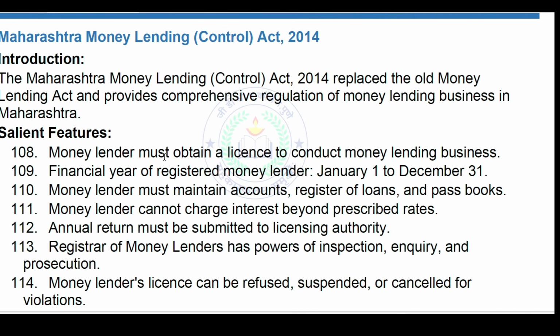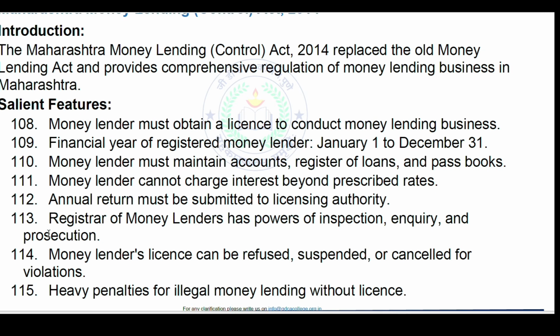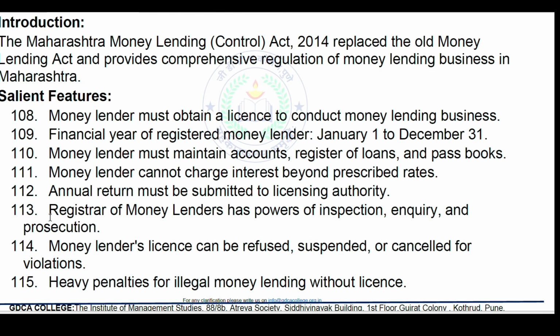Salient features. What are the features? Money lenders must obtain a license to conduct a money lending business. The financial year of registered money lenders is January 1st to December 31st. Money lenders must maintain an accounts register of loans and passbooks. Money lenders cannot charge interest beyond prescribed rates. An annual return must be submitted to the licensing authority.